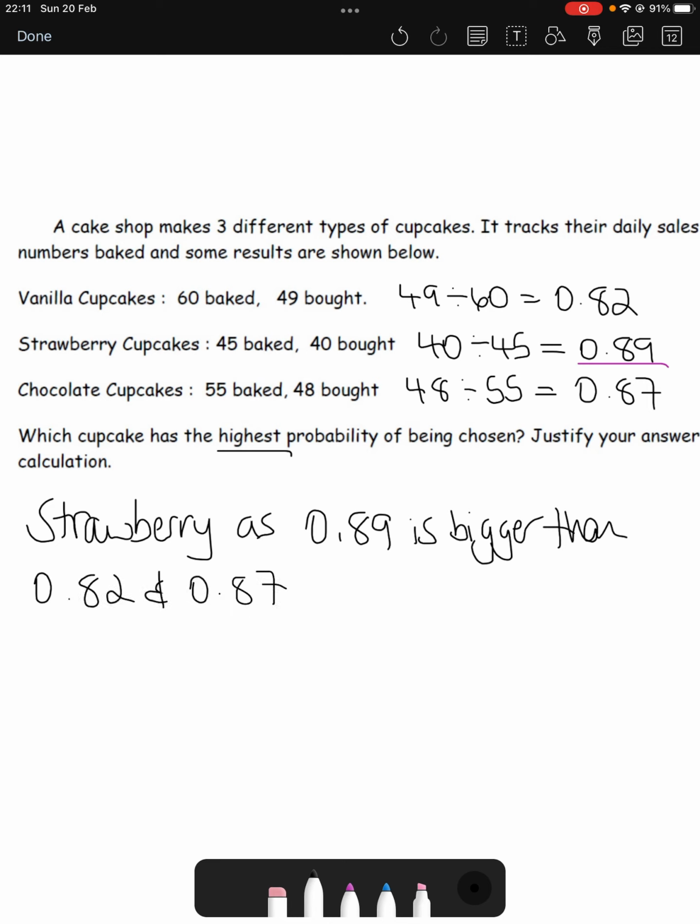So when we're asked to compare things, we need to change them into decimals, and it's always dividing, okay? So all these questions are something dividing by something.